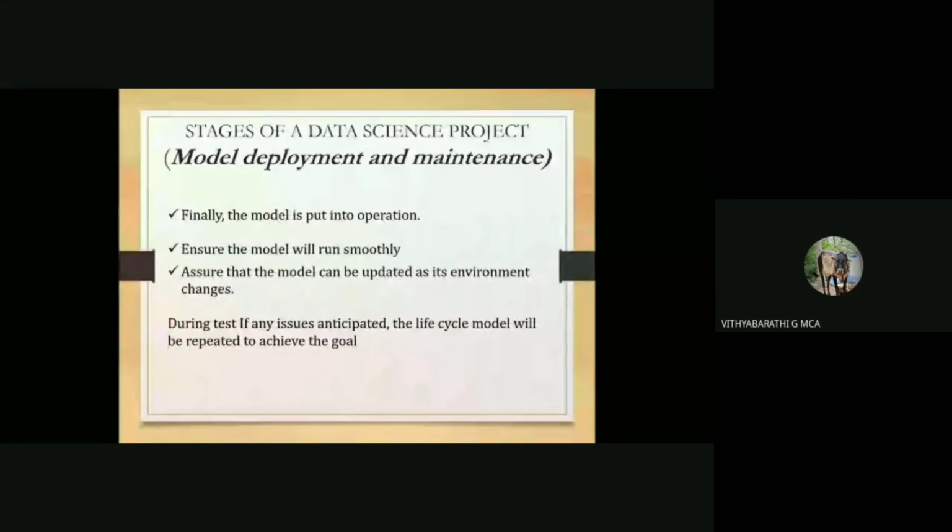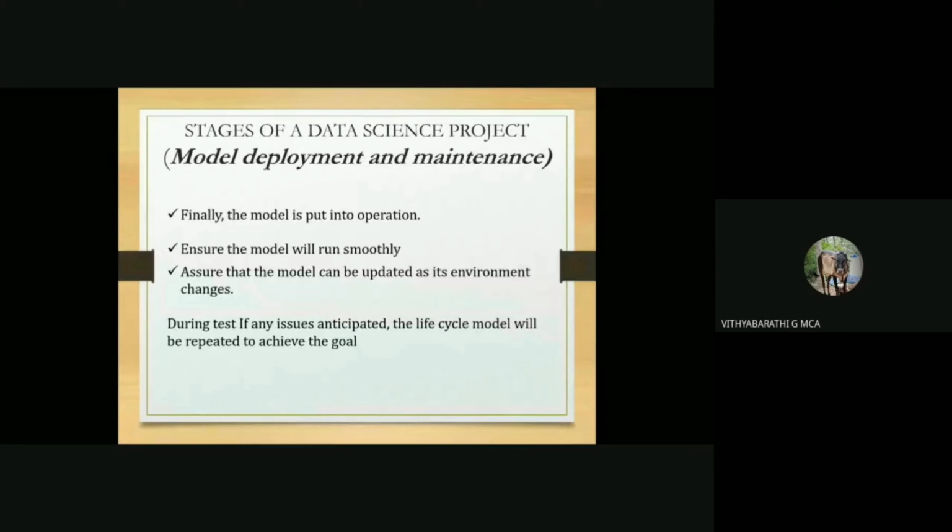Finally, deployment, model deployment. This is the final stage of a data science project. Finally the model is put into operation. That means you are going to deploy the model. Once you deploy the model, you are ensuring that the model will run smoothly. Assure that the model can be updated as its environment changes.